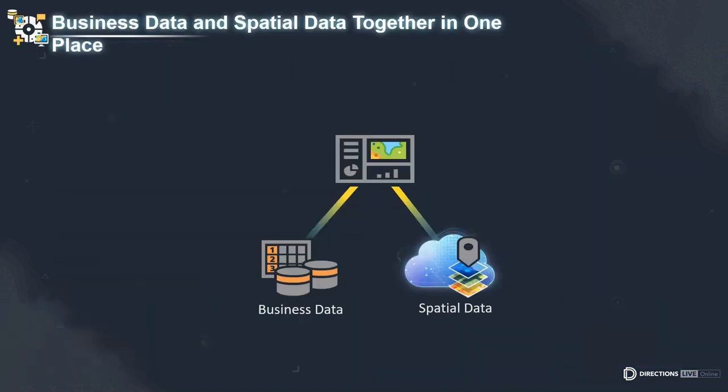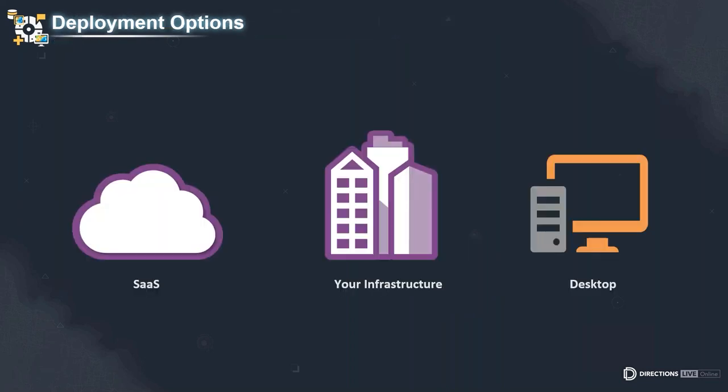Insights allows you to leverage your organization's traditional data in tabular format, as well as your organization's GIS content in one spot. And this ability to use two types of data together is very powerful. Insights is available as software as a service in ArcGIS Online and on your managed infrastructure with ArcGIS Enterprise, and natively as a desktop application on Windows PC. So these three deployment options also work together as a system and are not isolated.